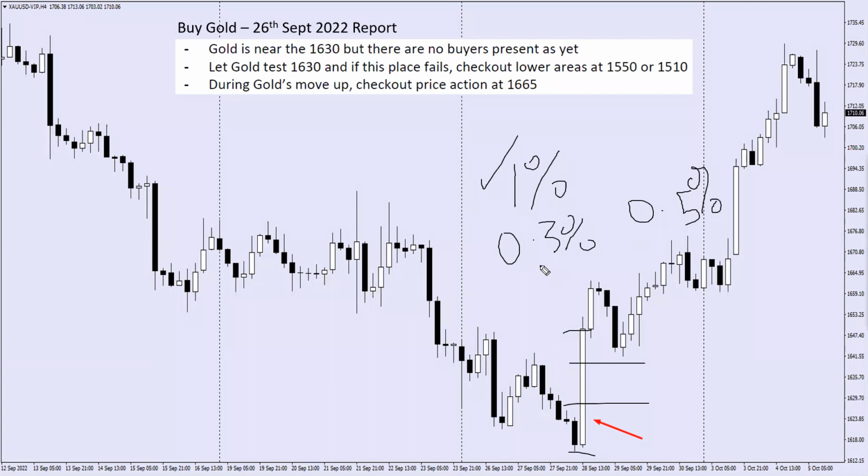Okay. I just want to check with you all, do you all know how to calculate risk or not? Let's say my risk is 1% or 3% or 5%. Do you know how to calculate risk? Those that don't know, just let me know. Just put no, no, no.